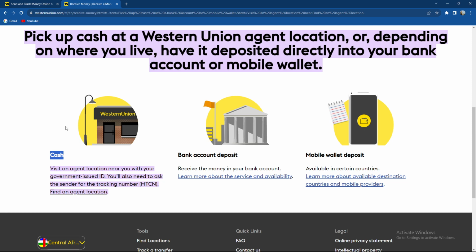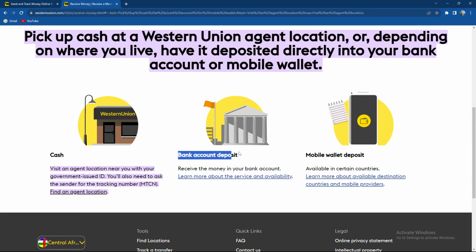Basically the sender goes to the Western Union agent location and they send you money through them, and you just go to an agent location near you with, of course, your government issued ID, and you will also need to carry with you an MTCN, which is a money transfer tracking number. You will get it from the sender, so he needs to send you the MTCN, because without the MTCN you cannot withdraw the cash through Western Union.